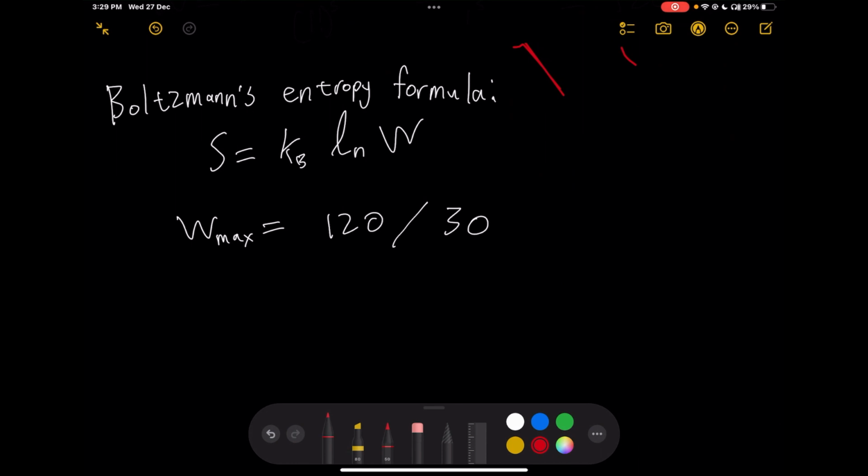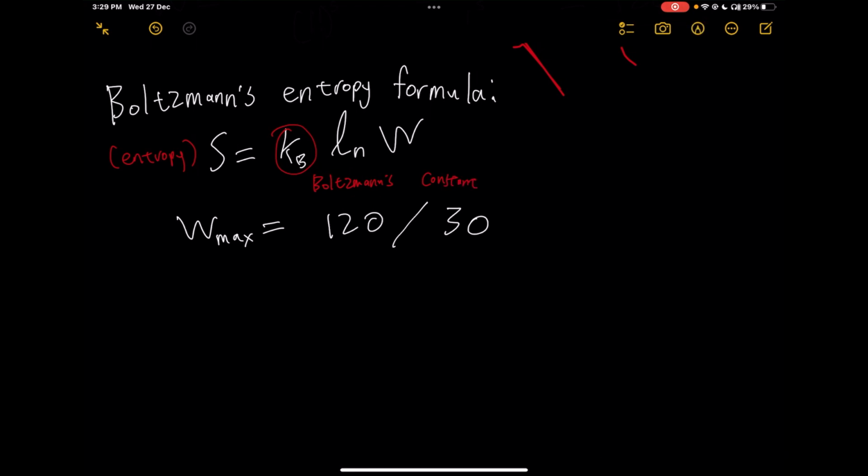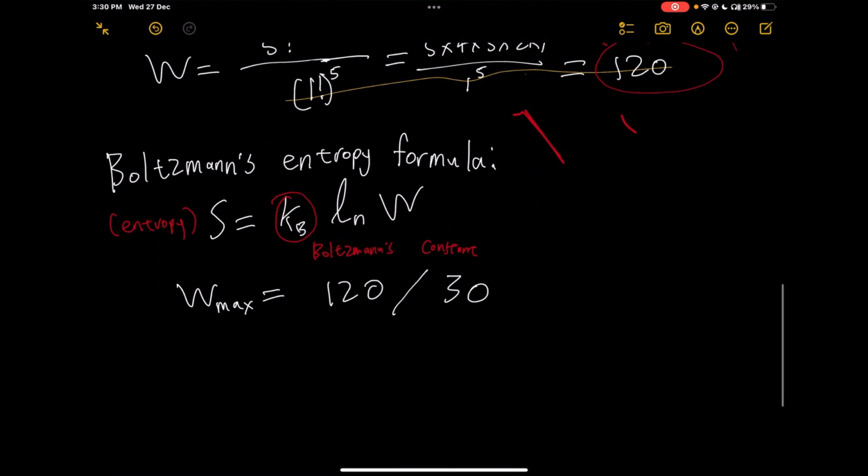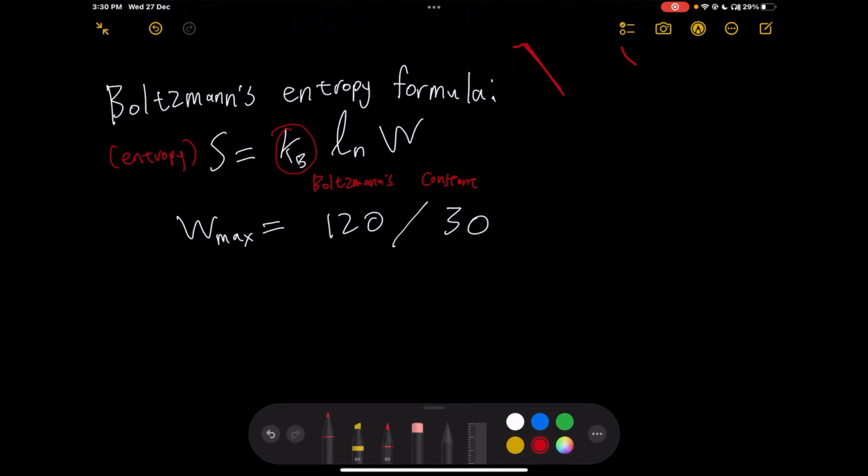Now, Boltzmann's entropy formula states that S, which is the entropy, is equal to Kb multiplied by the natural log of W, where Kb is the Boltzmann constant. And in this case, what is our W? It's 30 and 120. Of course, there are many more ways to distribute the molecules in different energy levels, but we will just choose 2.